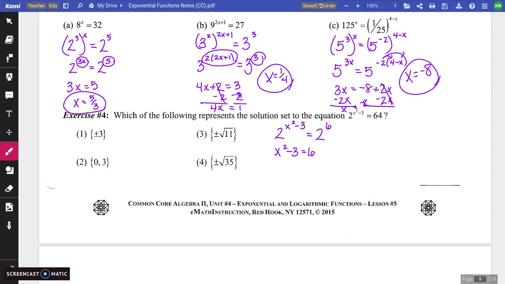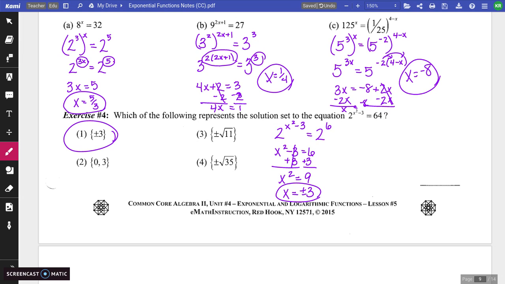Now this time, notice that we got a quadratic to solve here. So this one is going to go pretty easy. Since the x squared is our only term with a variable, that means I can use square roots to solve. So x squared would equal 9. I can square root both sides. X is plus and minus 3. So that's your first option here.